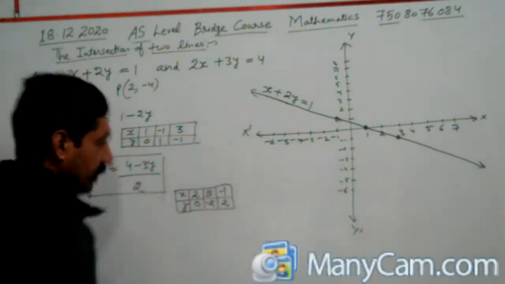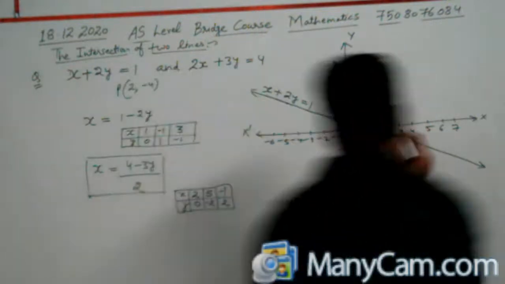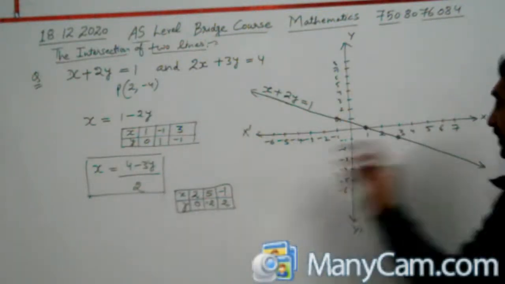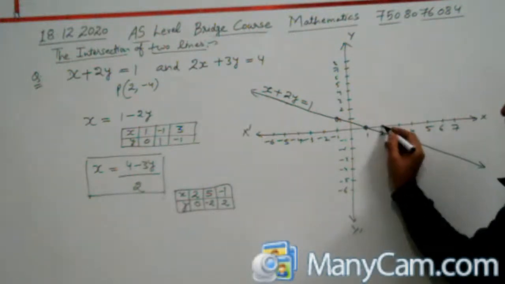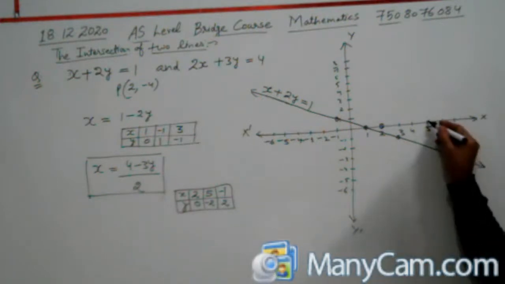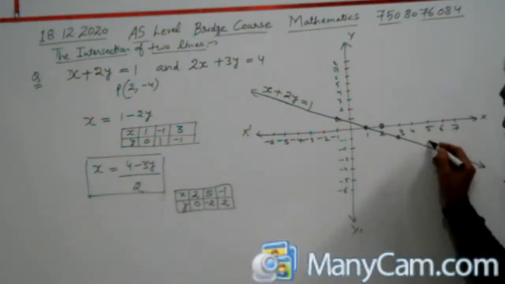These are the coordinates. If we plot these coordinates on the graph, the first point is 2 and 0. x is 2 and y is 0. This is the point. The second point is 5, minus 2. x is 5, y is minus 2 here. Right?